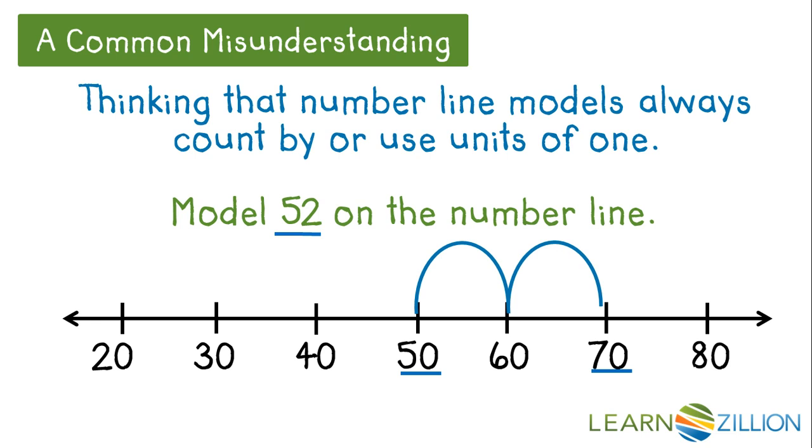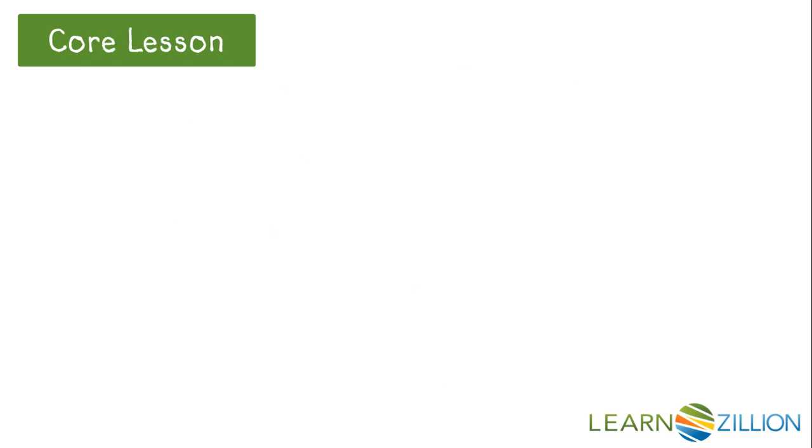What happened was we weren't paying attention to the scale or the units. The value between each of our numbers is 10 because this number line counts by tens. What we really want is 2 jumps of 1, and that will bring us to 52. Be very careful to pay attention to the unit marks on the number lines.